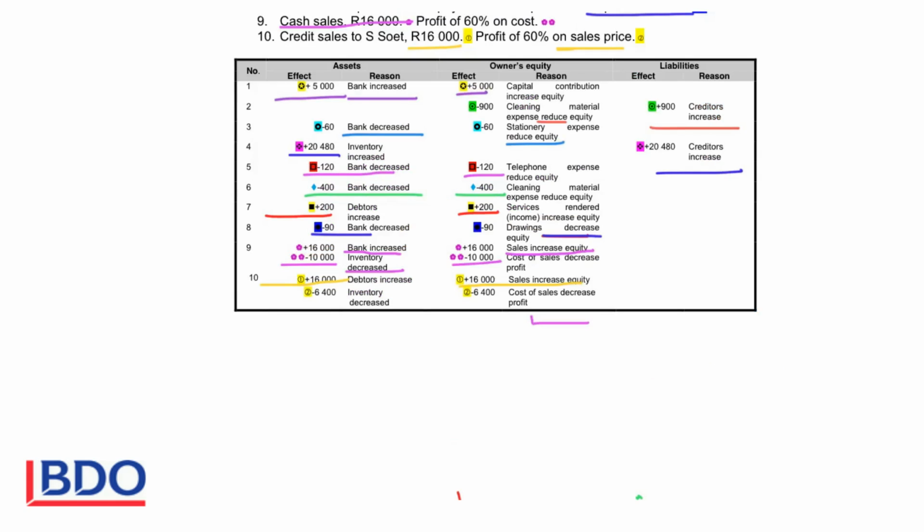My second double entry will then be for the inventory. So we've taken 6,400 out of our inventory to sell it. So my inventory decreases, so my assets will decrease. The cost of sales expense will decrease my profits, so equity will decrease.